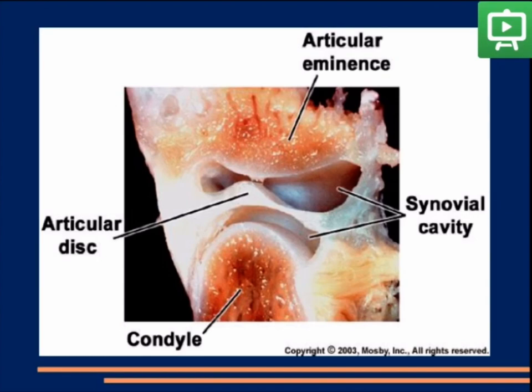Each of the bones in the upper and lower compartments is covered by a fibrous tissue. We see the articular disc separating into two synovial cavities. The synovial cavity is filled with liquid, which is secreted mostly to lubricate the movement of the joint.